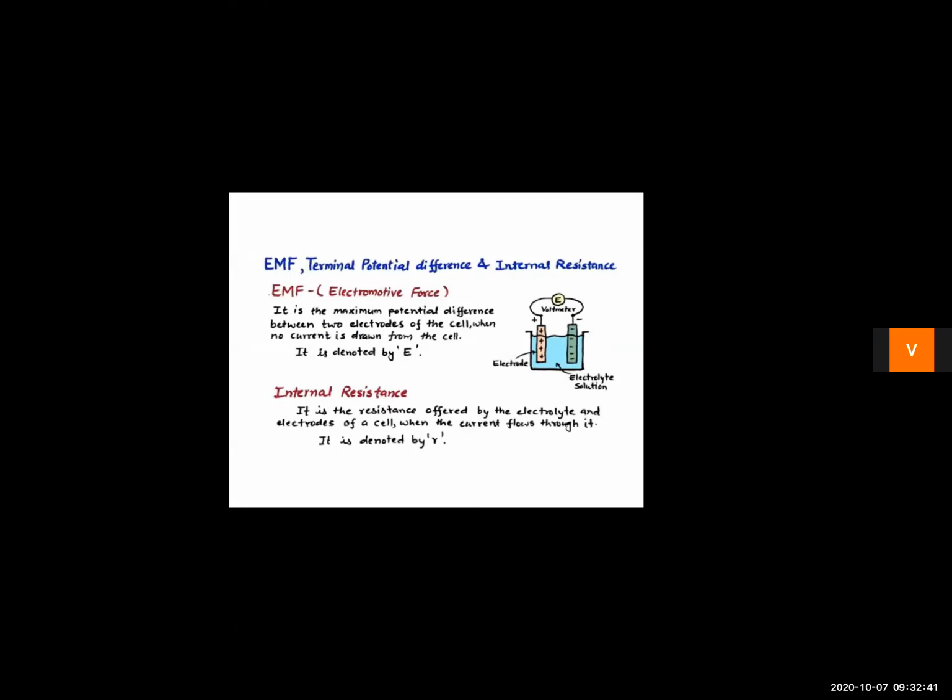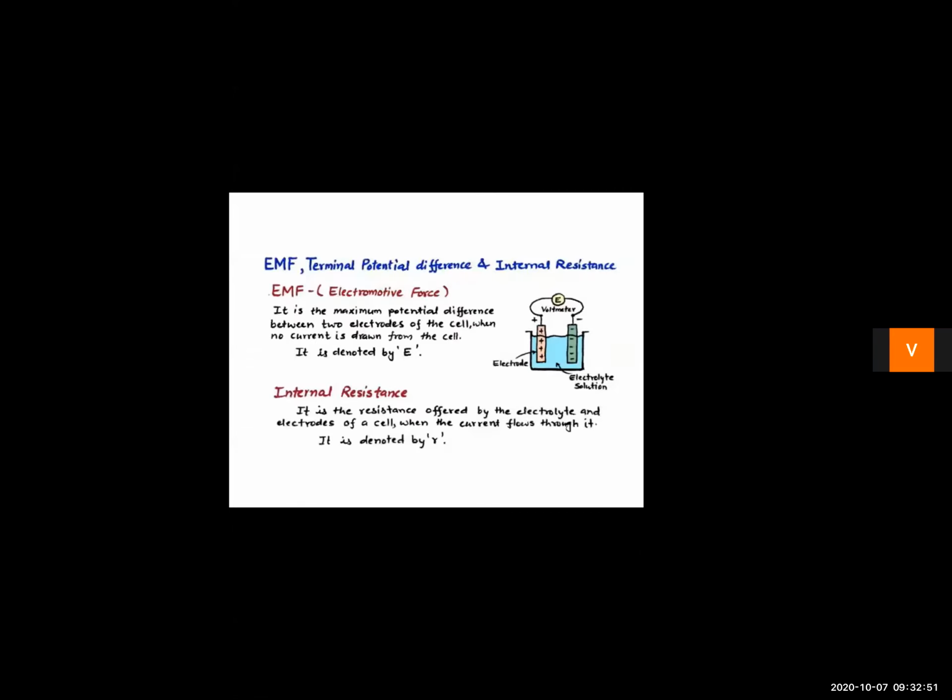Last class we had started with EMF, that is, it is the maximum potential between the two electrodes, between the two plates of the cell, when the cell is not connected to any external circuit, when no current is drawn from the cell. At that time, the potential that exists between the plates of the cell is maximum, and it is EMF, that is electromotive force. Next we did the term that is internal resistance.